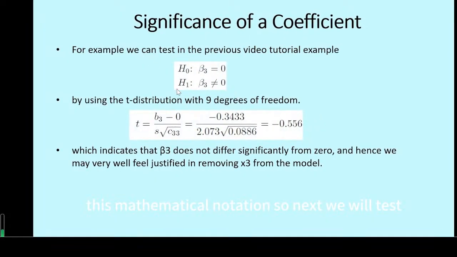Next, we will test whether a single coefficient is significant. From the examples we have shown in many videos on this channel, take a linear regression model with 3 independent variables. Now we will test whether the third coefficient, beta 3, is significant or not. The null hypothesis is beta 3 equals 0, and the alternative hypothesis is beta 3 not equal to 0. We can use the t-test for this.